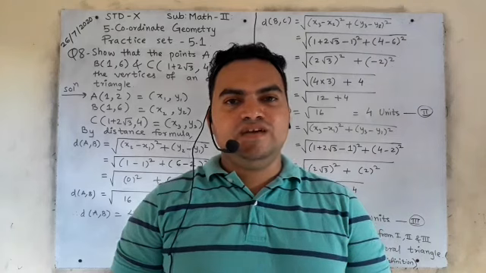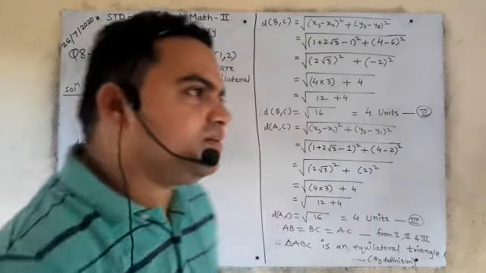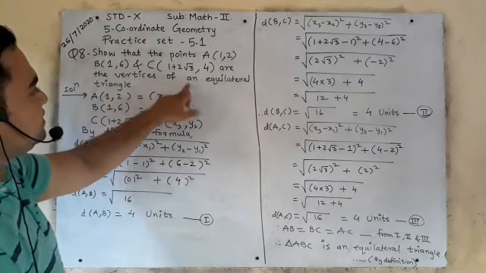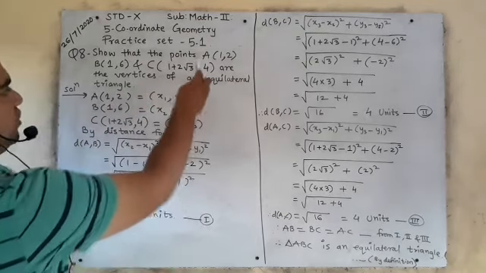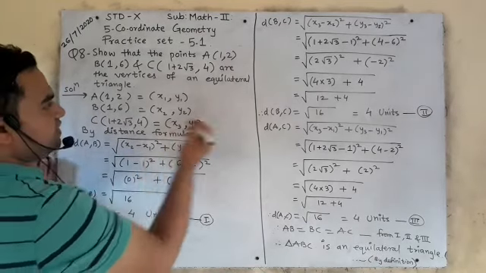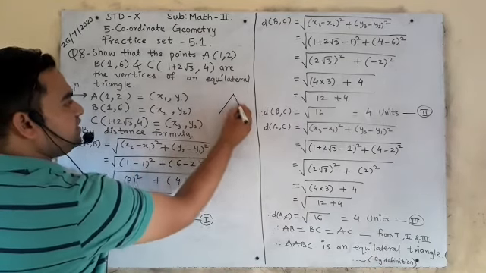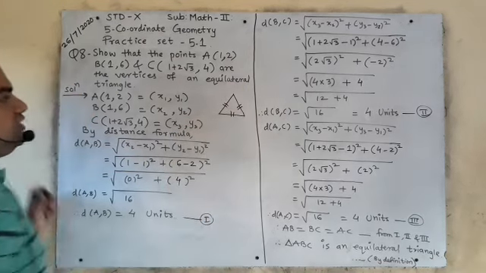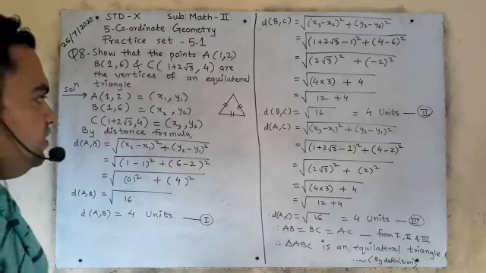Now we will see question number 8. Students, question number 8 is all about, are the given points the vertices of an equilateral triangle, point A, point B, point C. What is an equilateral triangle? A triangle which is having all three sides equal to each other. All three sides should be equal to each other.